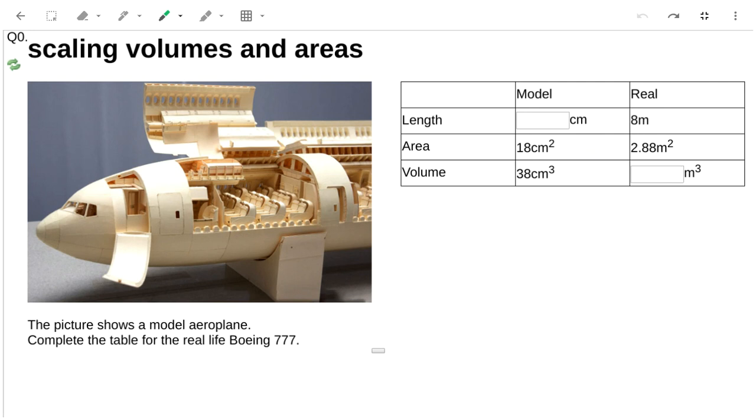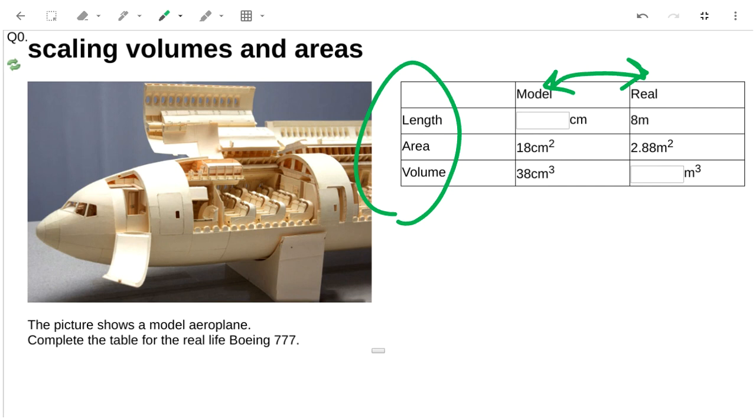Hi, here we have a question about scaling volume, area, and length. It's talking about a model aeroplane and it's comparing that with a real aeroplane. It could be talking about any two similar shapes, but they like talking about model vehicles and things. Now, we're dealing with these three quantities, and there's a relationship between the model version and the real version.